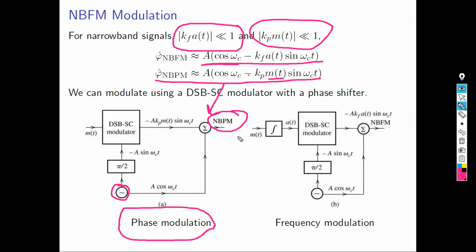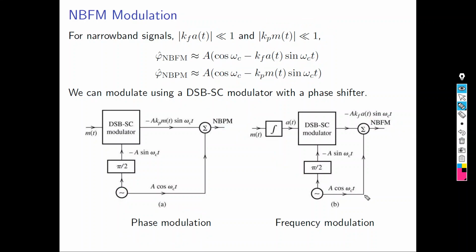For frequency modulation, the first step is, when you have your m(t), you integrate it to get a(t). a(t) is the integration of the message. Then you multiply it by minus A sine omega_c t, and the oscillator generates A cosine omega_c t. Then you sum them with each other and you get at the output the narrowband FM modulated signal. So simple, so easy, just converted the equations into block diagrams.